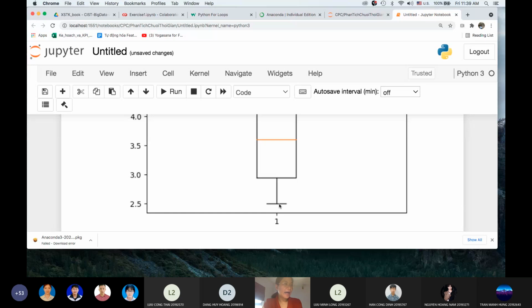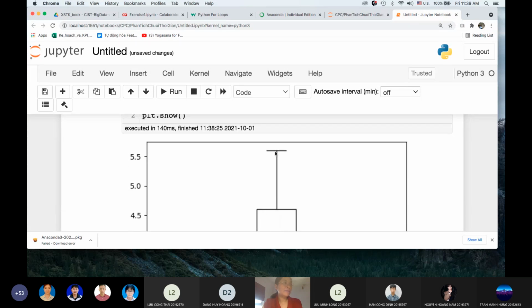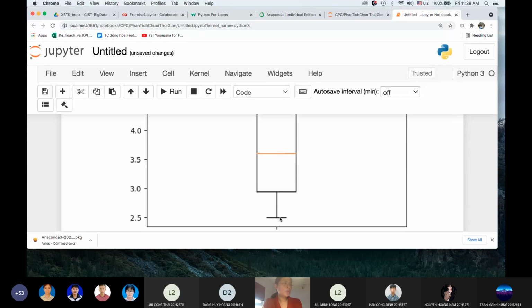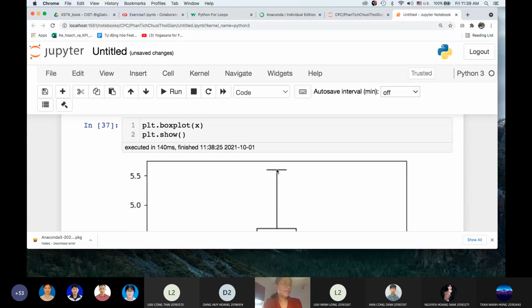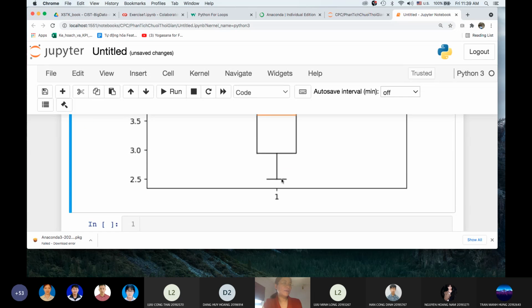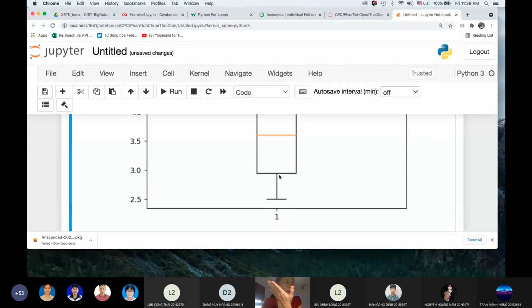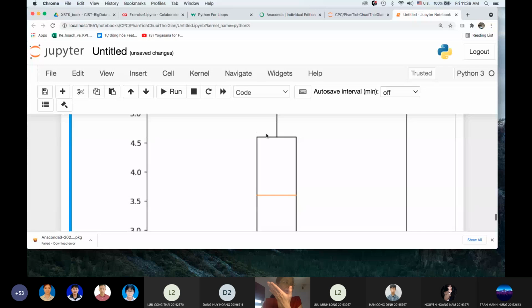Here is the line, underline here is the minimum. Minimum is 2.5, okay? And maximum is 5.8. From minimum to maximum, if we take maximum minus minimum, that is the range, the sample range that we studied in the previous section. And here, what is a box?